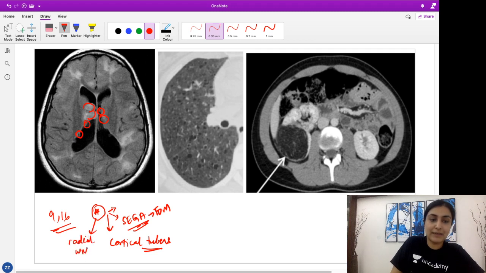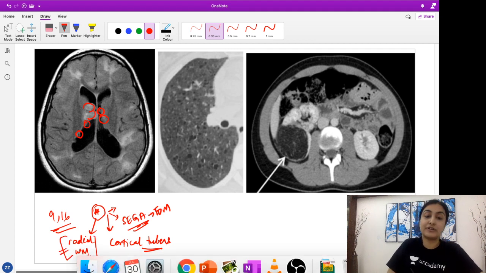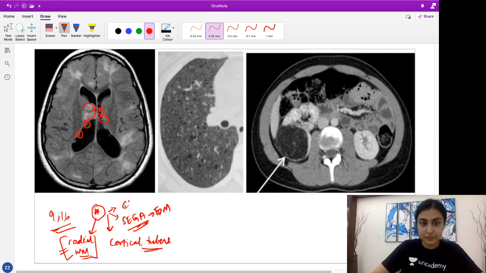Alright, so radial white matter lines are also a feature which is included in the minor criteria of TSC. Remember, cortical subependymal nodules, SEGA and cortical tubers are all major features. Okay, just one more thing for you for tuberous sclerosis.